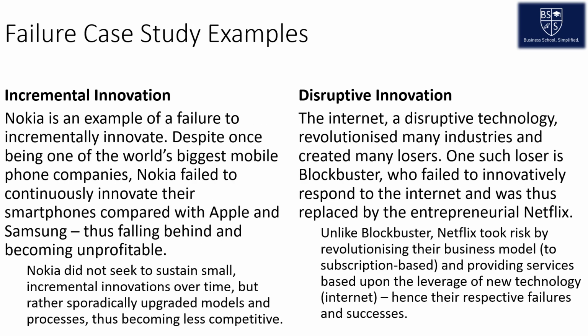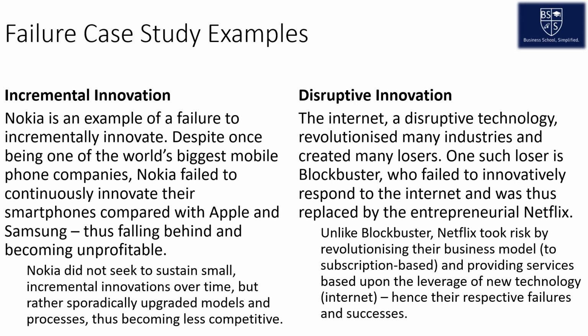Now moving forward, we are going to examine two unsuccessful case studies, two failures. Firstly, with regards to incremental innovation, is Nokia. Despite once being one of the world's biggest mobile phone companies, Nokia has failed to continuously innovate their smartphones. Instead, Nokia did large and random innovations, meanwhile their competitors, such as Apple and Samsung, incrementally innovated their products every few months or years, and as a result, Nokia fell behind and became unprofitable.